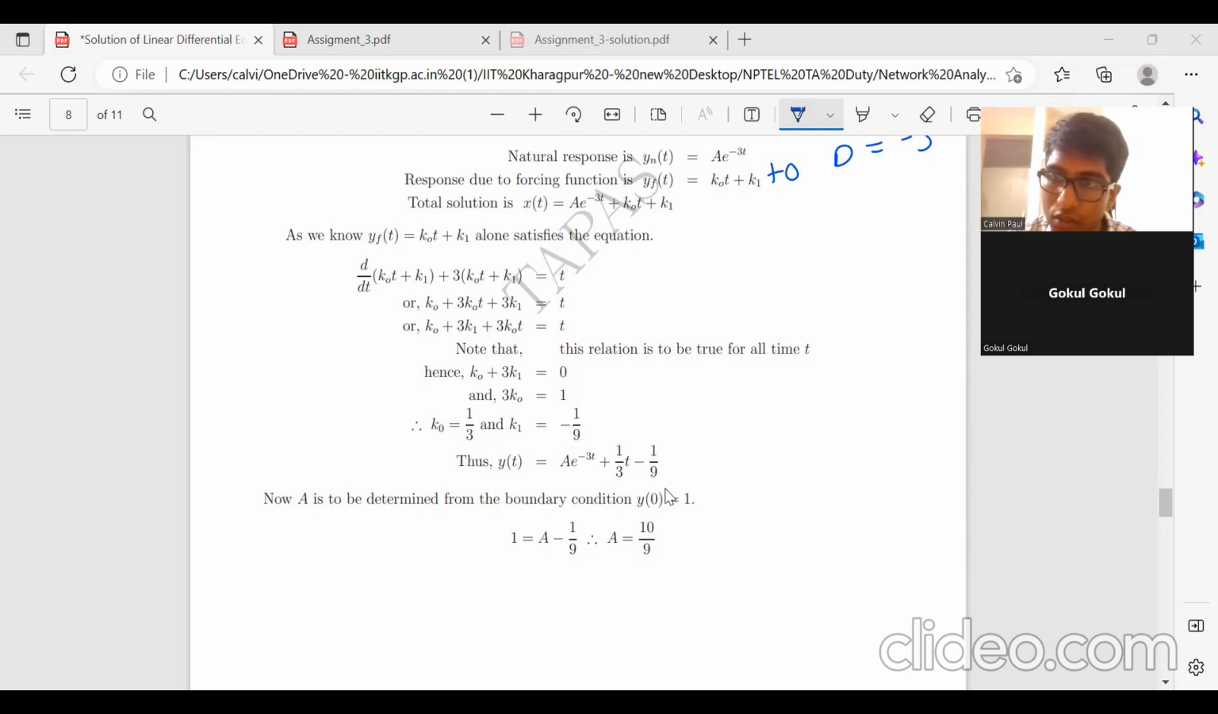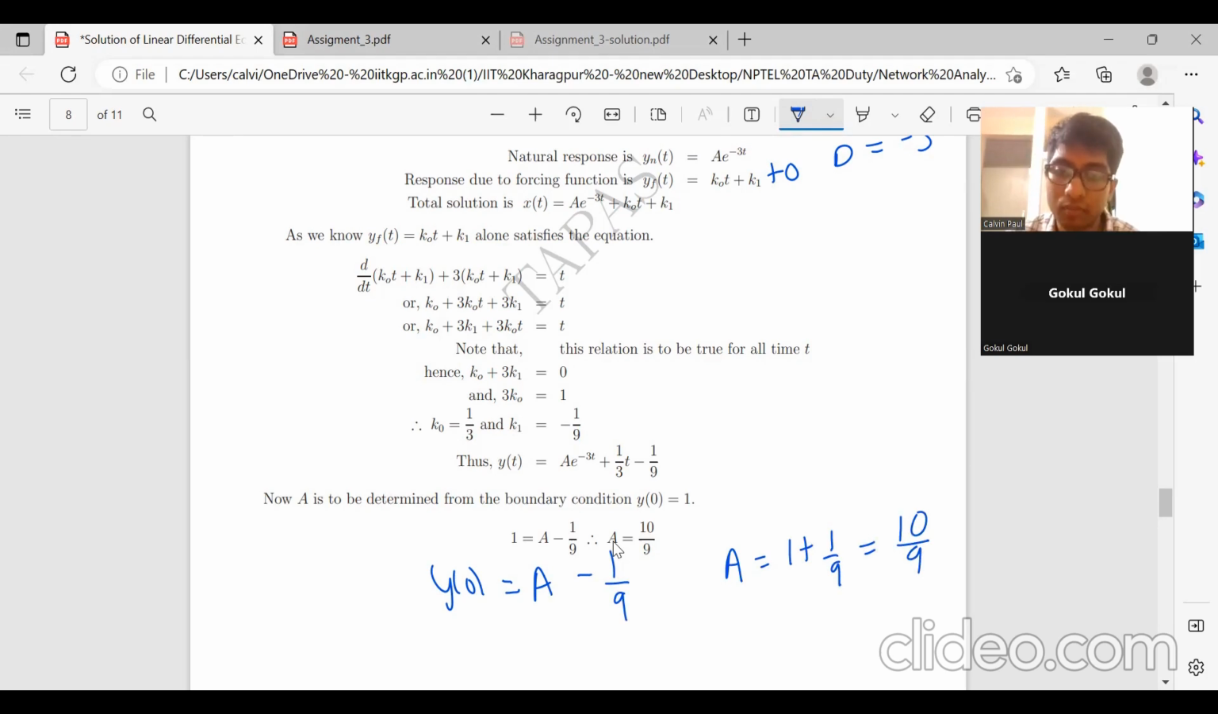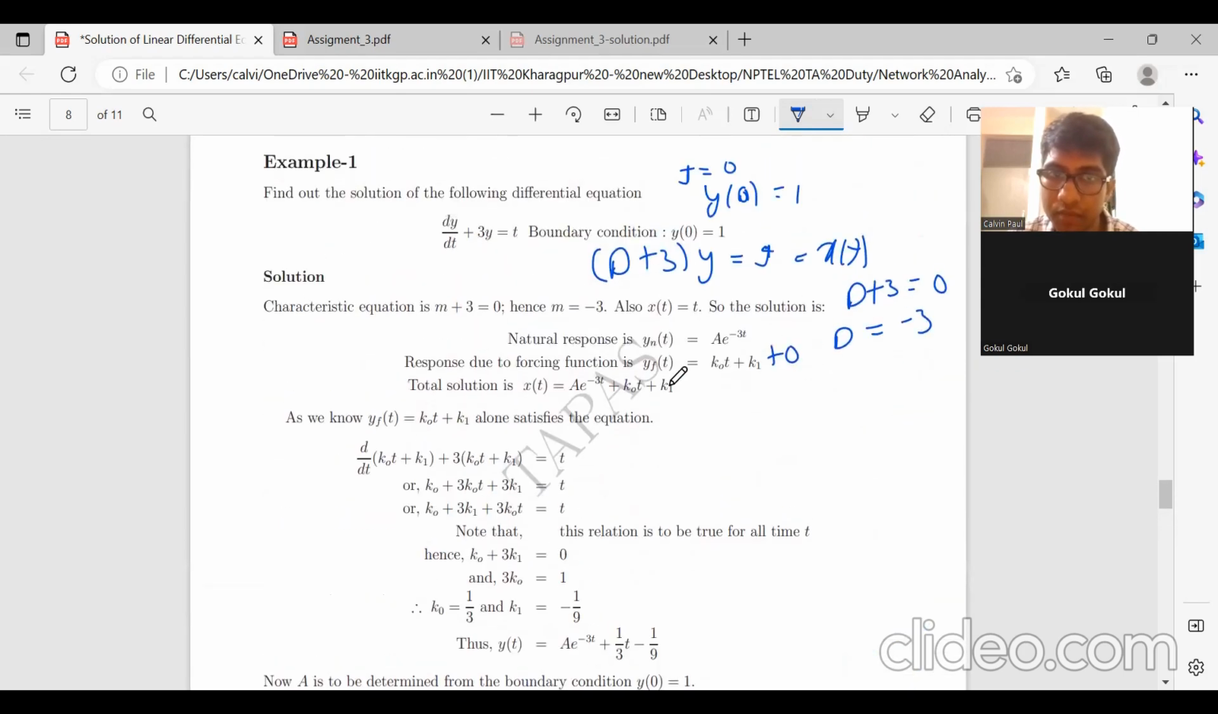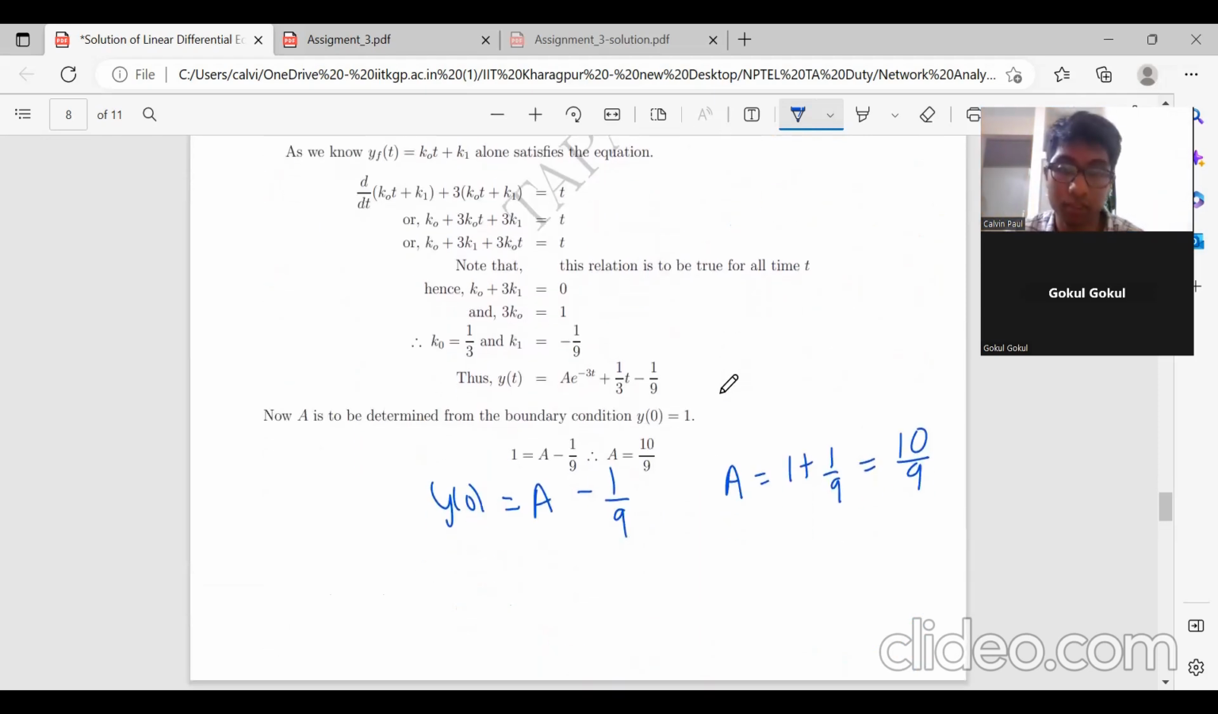So we put t equal to 0. When we put t equal to 0, we get y of 0 is equal to a into e to the power minus 3t, so when you put t equal to 0, it becomes a. Then 1 by 3 into 0 is 0, minus 1 by 9. So we get a equal to 1 plus 1 by 9, that is equal to 10 upon 9. This is how we find the constant a, and that's how we have solved this linear differential equation using the concept of forcing function as well as natural response of the system.